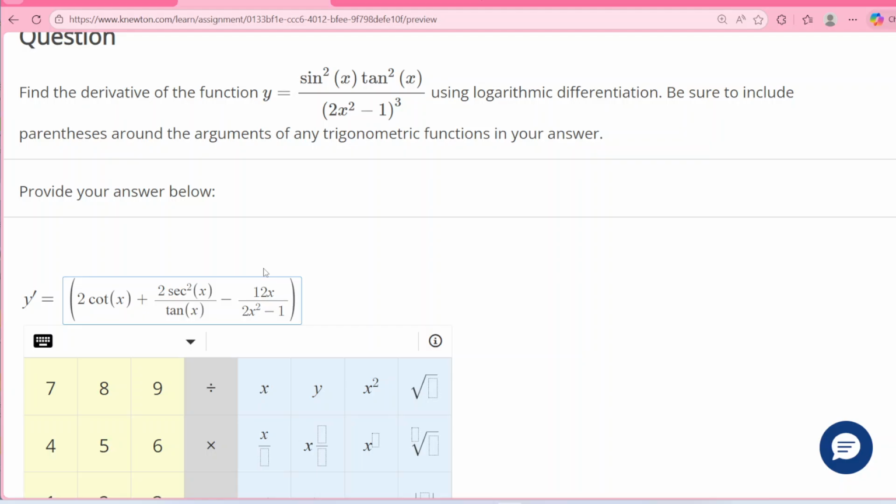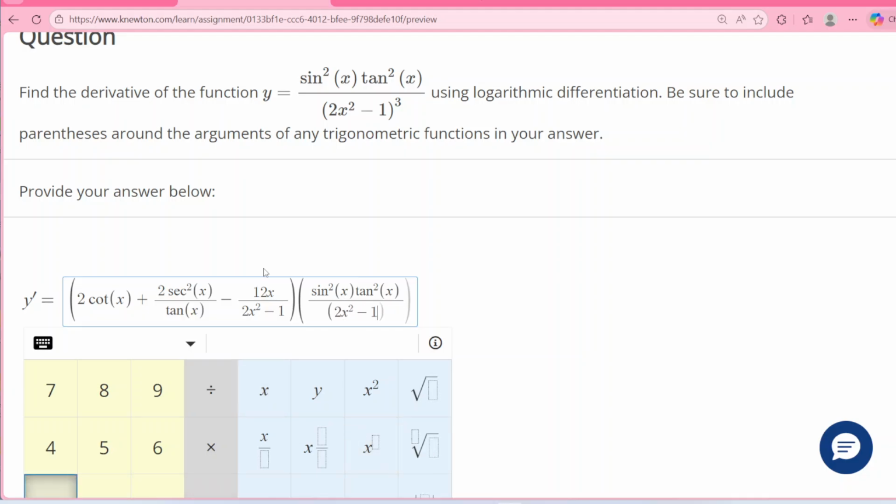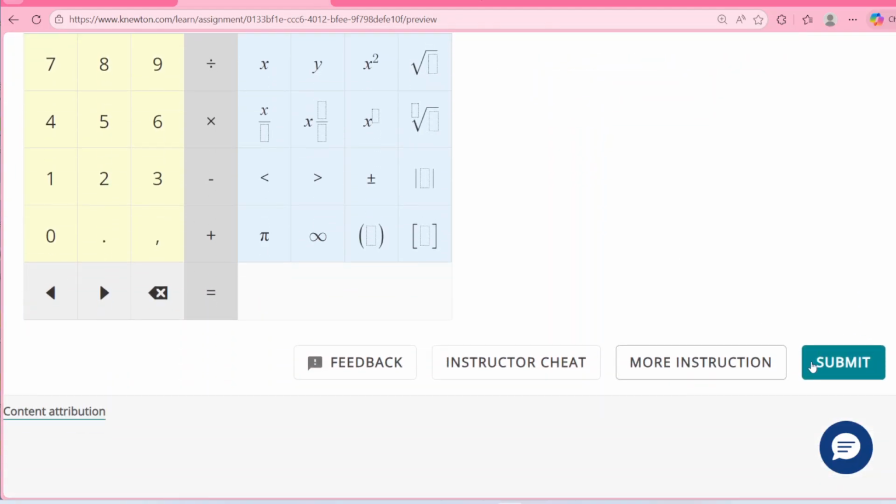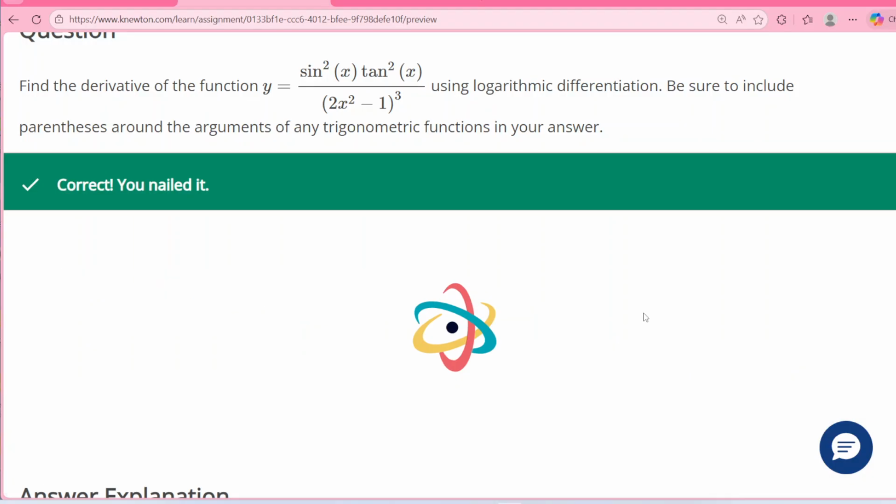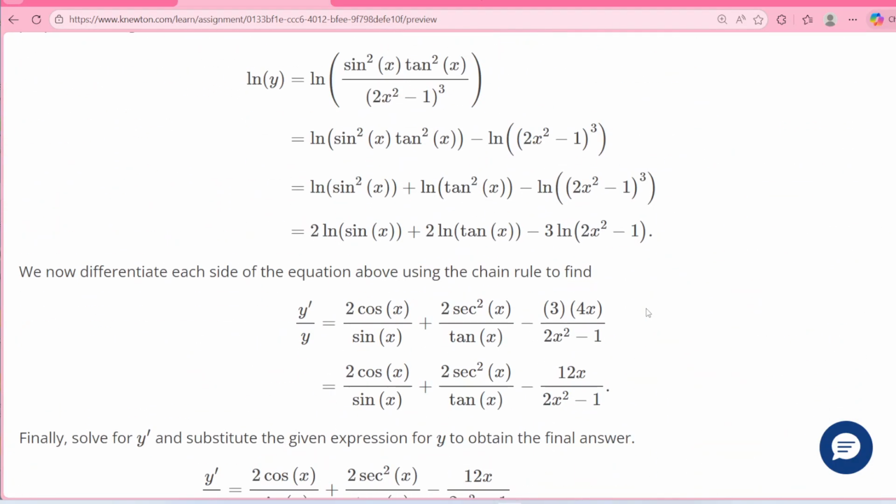All right, so this was the entire expression on the side there, and then I multiplied by y, and y was this thing, the original expression, sine squared of x times tangent squared divided by this, 2x squared minus 1 cubed. All right, so that's what I had on the right side, times y, for y prime. Wonderful.